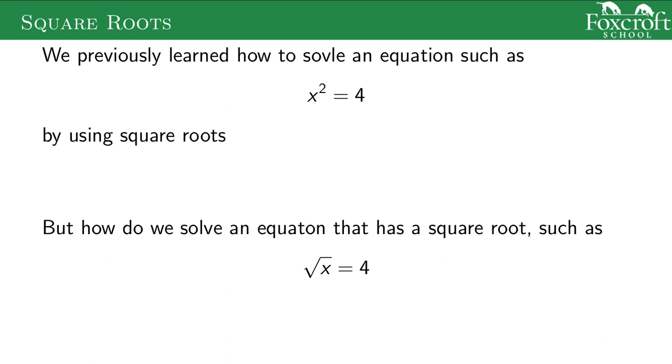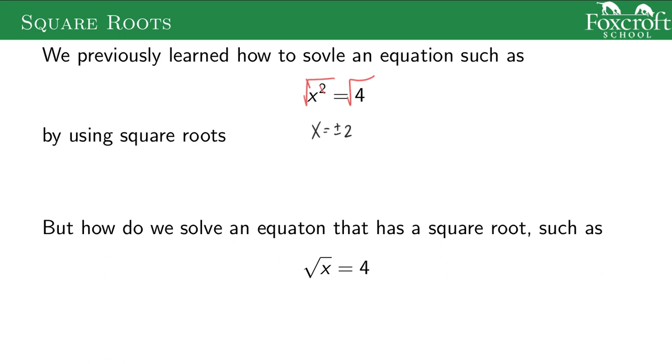We previously learned how to solve an equation like this, x squared equals 4. We take the square root of both sides, and the important thing is we get plus or minus 2 for our final answer. The reason we do this is because squares and square roots are opposites, so x equals plus or minus 2.